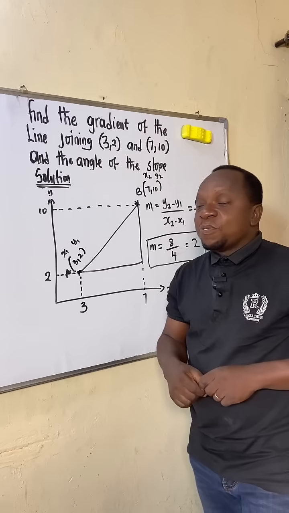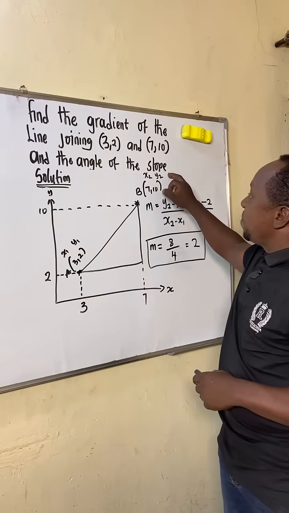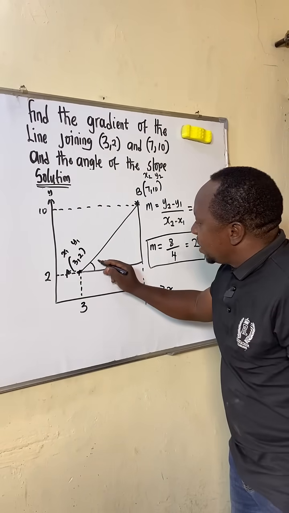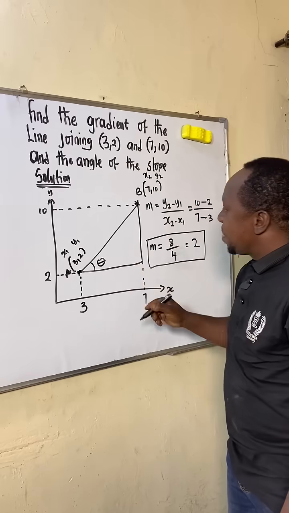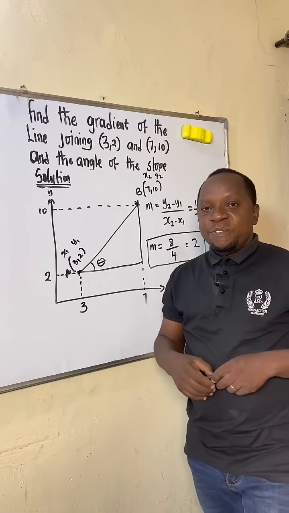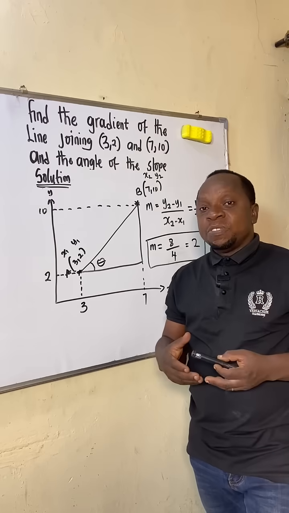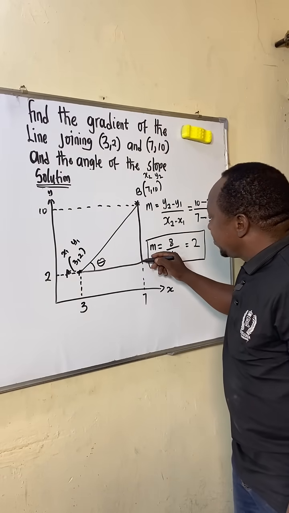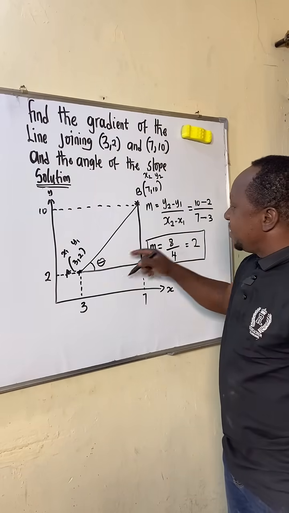We are also asked to find the angle of the slope. The angle of the slope is this angle. Let's call it theta. To find this angle, we are going to be using our trig ratio. And we are going to be using tan because this side is opposite to this angle.